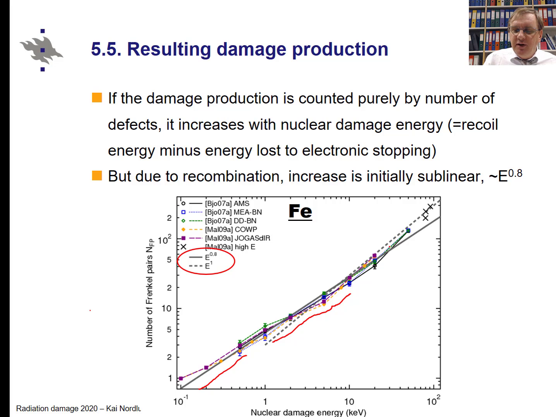Then if you go to extremely high energies, cascades start to split into subcascades, and then you would expect again a linear behavior with damage energy. And here it's important to realize that this is the nuclear deposited energy, so electronic stopping power should of course be counted out, because in metals it doesn't produce damage.